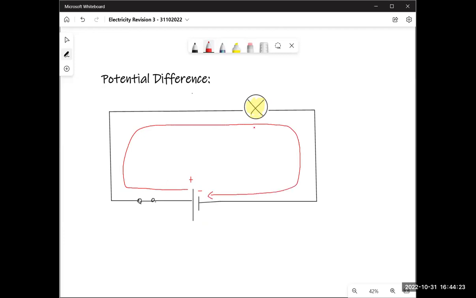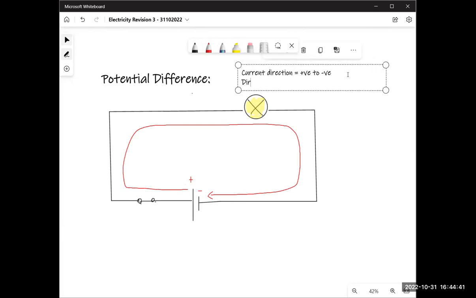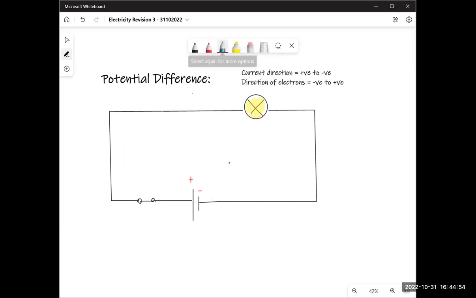Now this is where my current is flowing, from the positive terminal. Conventional current direction is positive to negative, always. Now, what is the electron direction, Diana? Negative to positive. Opposite, so negative to positive. So I realize that the electrons are moving from negative to positive. Like this.